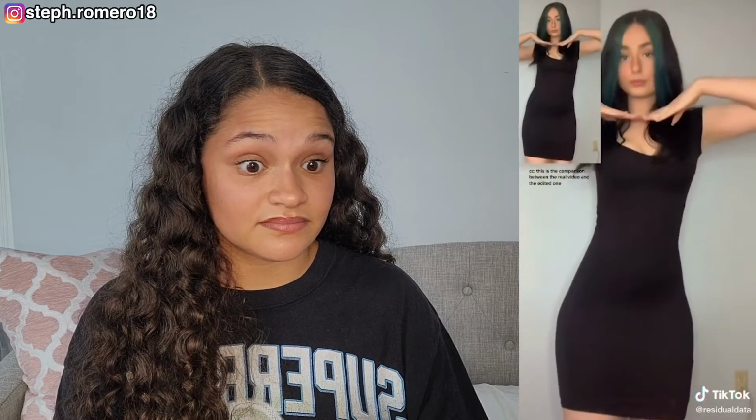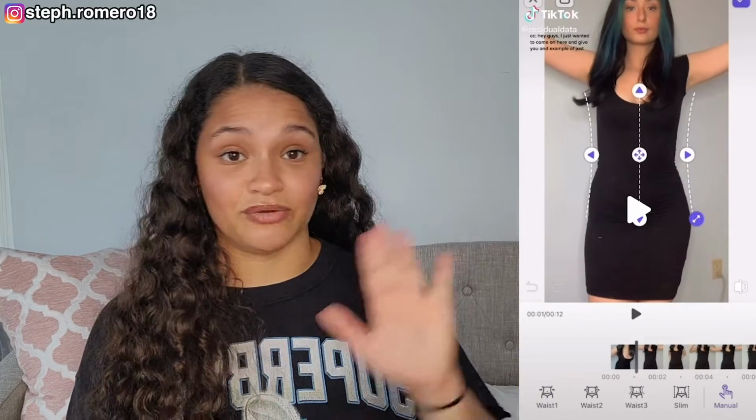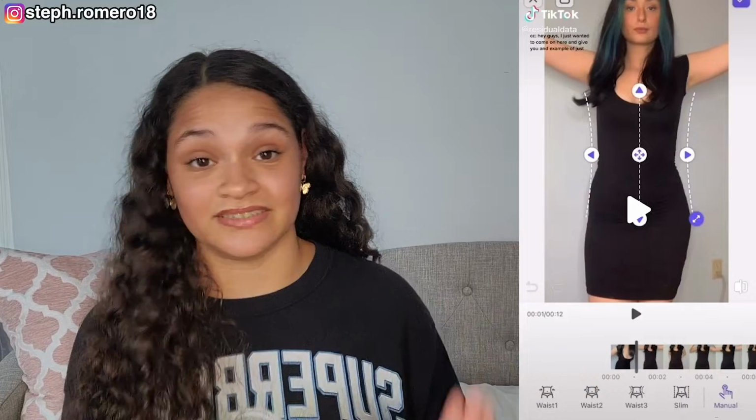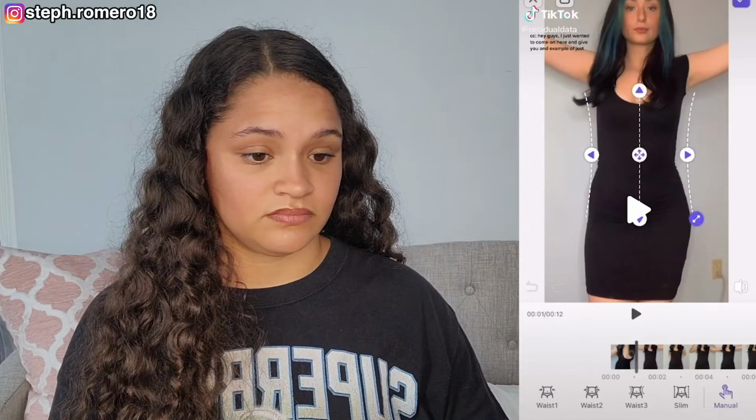This is the comparison between the real video and the edited one. It's just not what I look like. And people are seriously doing this. They are really doing this. Hey guys, I'm shocked. I did not know that technology was as advanced as that, that average people could be doing this literally on their phone.